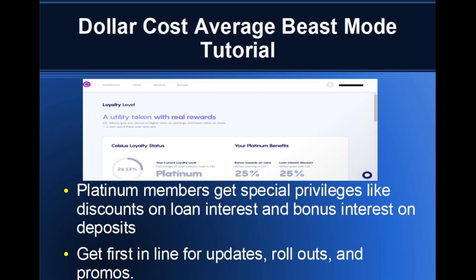And try beating this. Try getting stuff like this at a bank. 1.75% loans, I mean, that's unheard of. 8.8% interest on your dollars just sitting there. Try getting that at the bank.